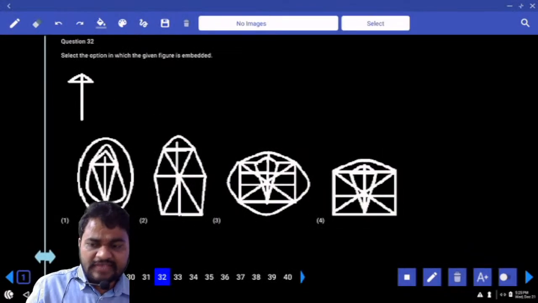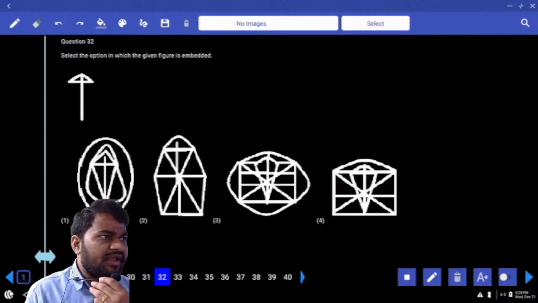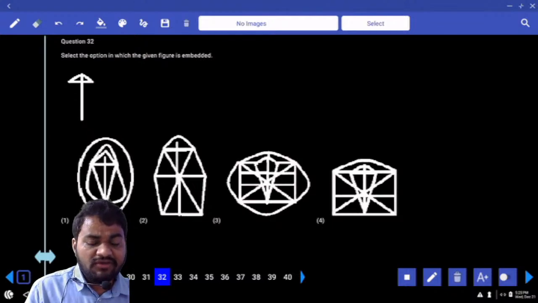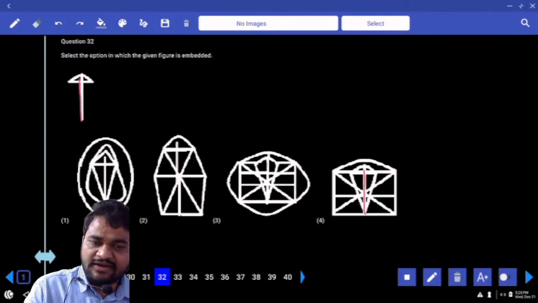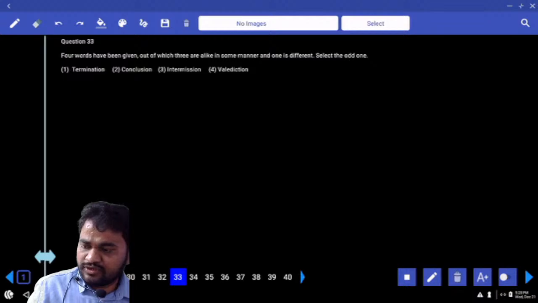Right, so select the option in which the given figure is embedded. Same figure should be hidden. It is there in the fourth option. Vertical line, it is there. Next, horizontal line is also there, and then cap, exactly there in the fourth option. Next one.